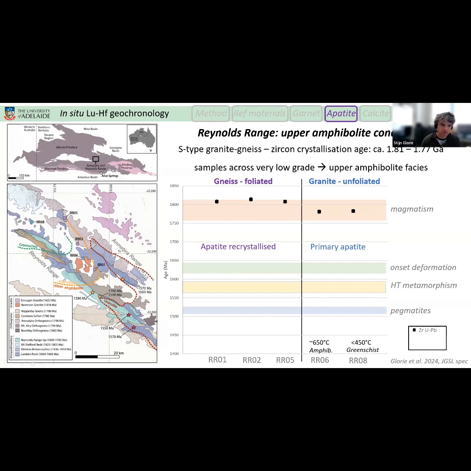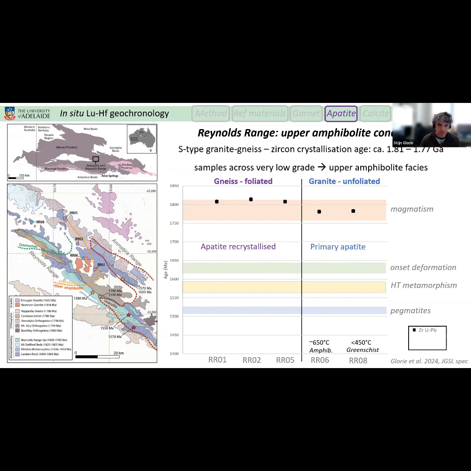The samples that we've taken, all the gneisses here are in the amphibolite facies, and then for the granites, we took one upper amphibolite facies rock and one greenschist facies rock, or maybe not even that, a very cold rock compared to the previous one. So, okay, what we expect to see is that apatite might have crystallized over here in the gneisses, but should be primary in those rocks that are unfoliated.